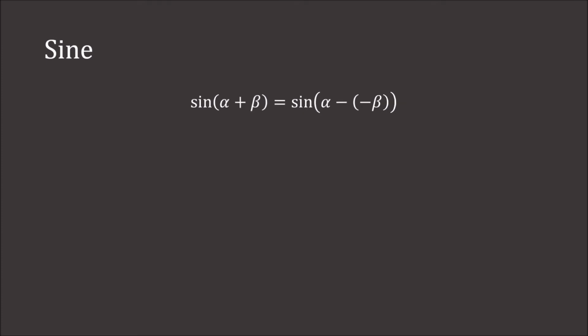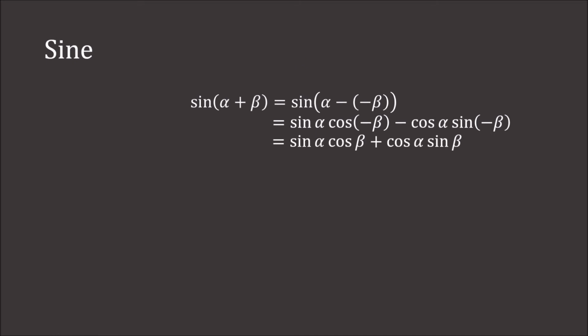Just like we did with cosine, for the sum formula, sine of alpha plus beta, just write it as a difference, sine of alpha minus negative beta. Then we can apply the difference formula we just derived, and then use even and odd properties of sine and cosine, and we get this right here. So this is the sum formula for sine. And again, I would recommend you write these down where you're listing all of your trigonometric identities.